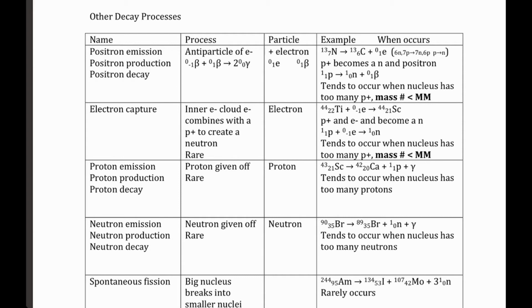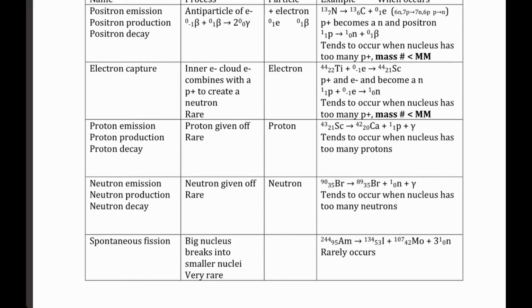Proton emission: a nucleus can simply kick out a proton, not very common. We see it occurs for scandium-43. Neutron emission: the nucleus just kicks out a neutron, not very common either. That occurs with bromine-90. And then spontaneous fission: that's when a nucleus is unstable, it's big, it breaks into smaller nuclei. It's very rare to just be spontaneous. That occurs with Am-244.